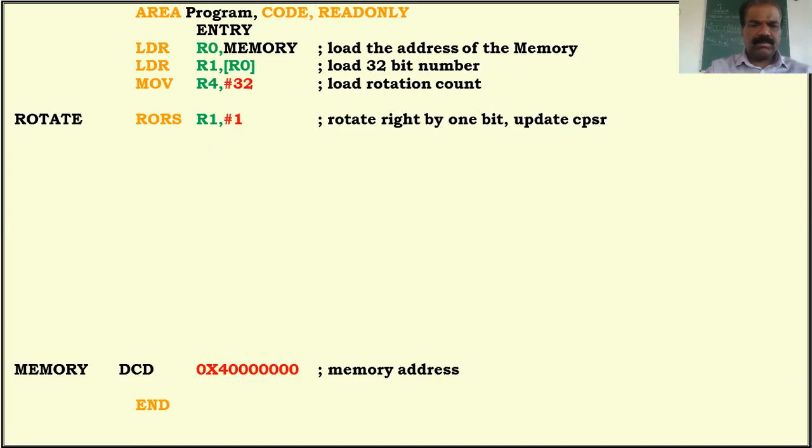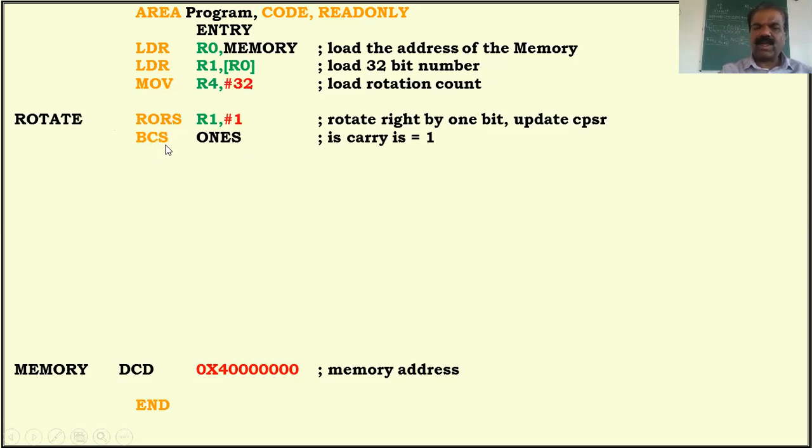Now that is the meaning of this. Rotate the content of R1 towards right, one time. Therefore, the B0 bit comes to the carry flag. The carry flag may be reset or it may be set. Now after this, we have to check the status of the carry flag.